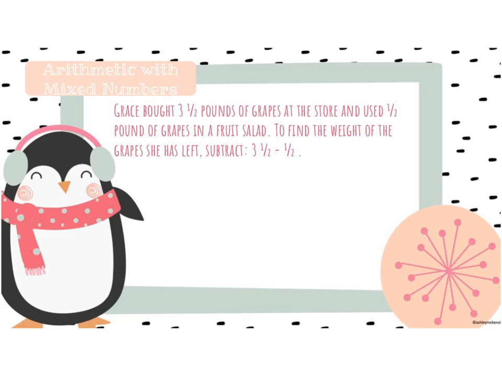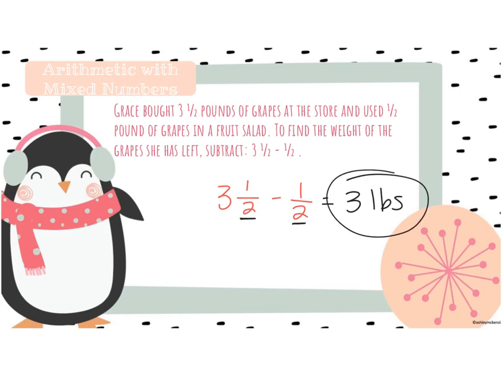To find the weight of the grapes that she has left, we're going to subtract. So we're going to take 3.5 minus 1.5. I have no whole numbers to subtract, but I do have fractional pieces. So 1/2 minus 1/2 is 0. So what am I left with? Just 3 pounds.